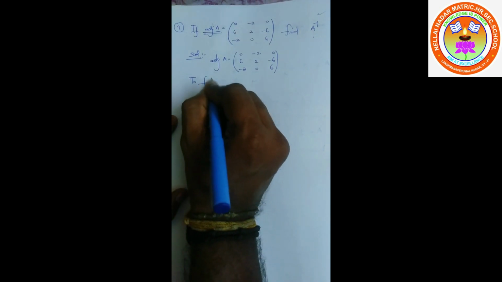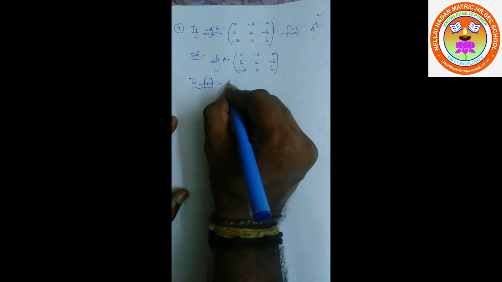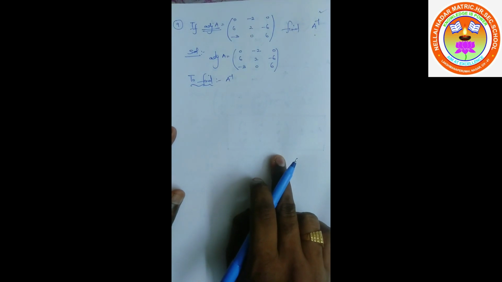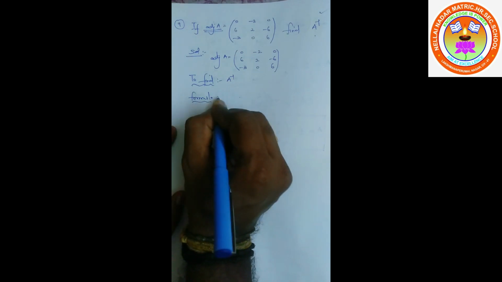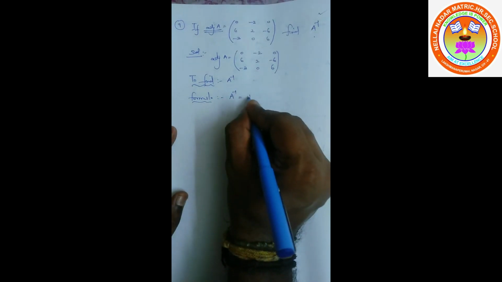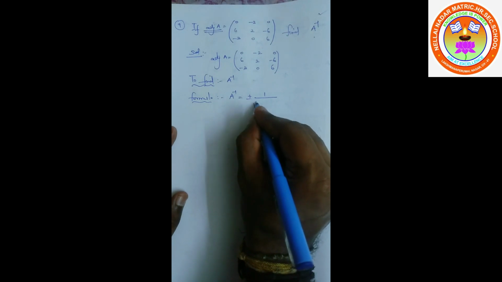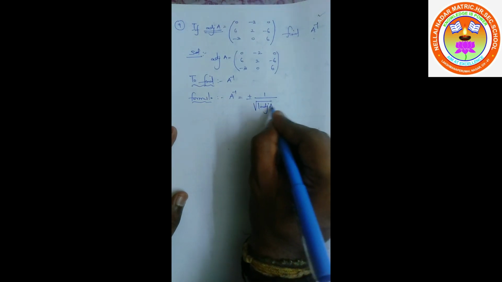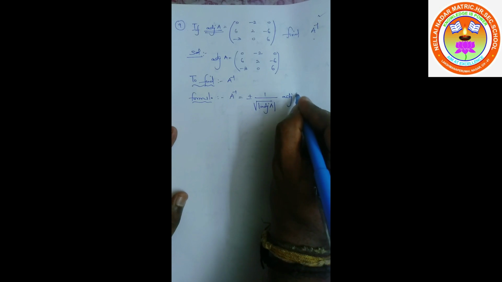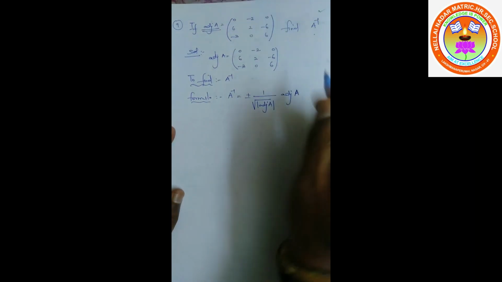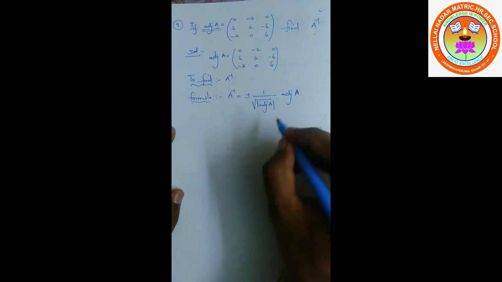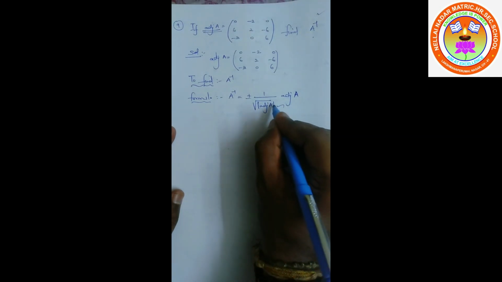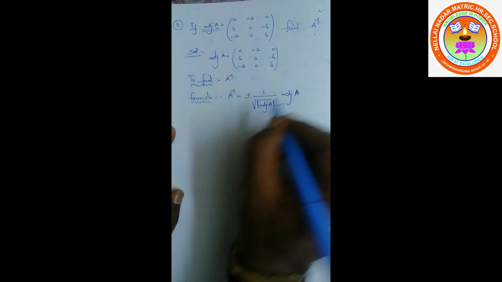So to find A inverse, we need to write the formula. A inverse is equal to plus or minus 1 divided by square root of determinant of adjoint of A, into adjoint of A. In the previous formula all things are the same, only here adjoint of A is enough. For that we need to find the determinant of adjoint of A and its square root.